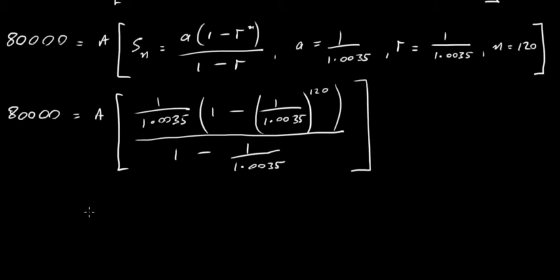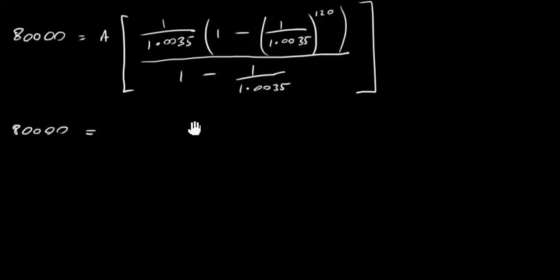And that's what I've got to solve now. So 80,000 again on the left hand side. Okay, so let's see if we can just simplify this. Now I've got an A here, and look, I'm going to just let you do this yourselves.